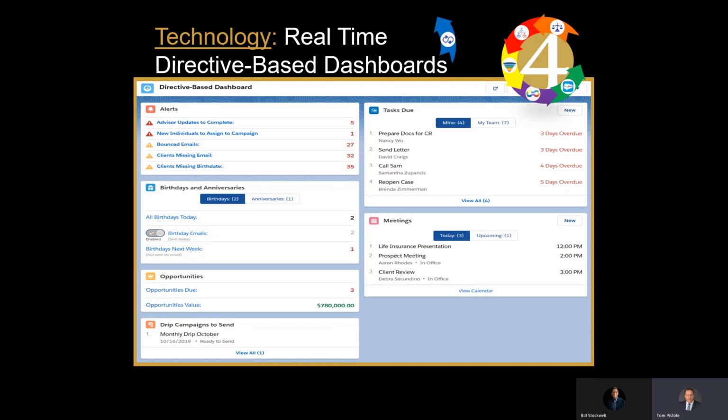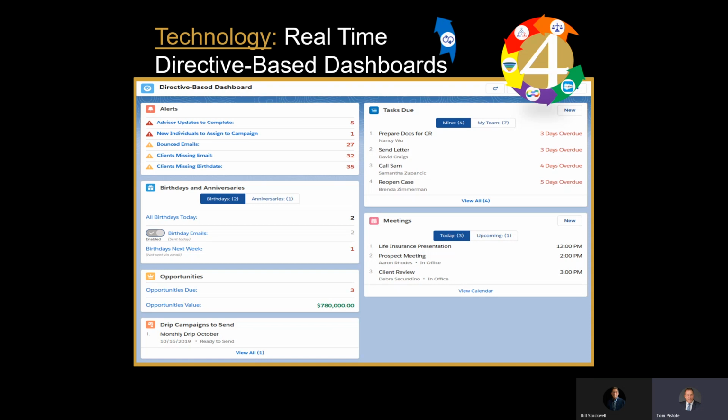So this is what we call a directive dashboard. Again, directive being the key word. It's a high-level summary of some things that you might want to be familiar with, because it can provide some directions on your activities. Specifically, there are some alerts. There are tasks that are due, both for you as well as your team. So you can see not only your tasks and if they're due, overdue, by how far they are overdue. Meetings that you have today as well as upcoming. So if you had an idea or some questions there, your birthday and anniversary messaging.